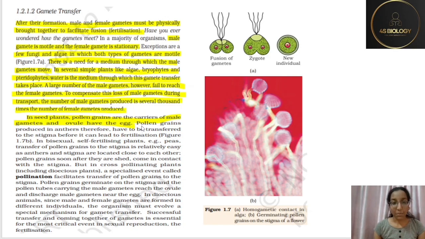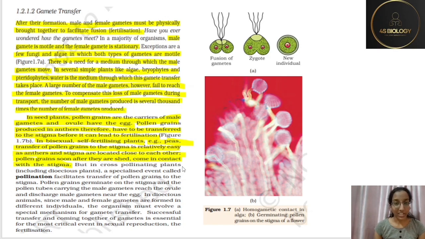So in this they have given a summary. Pollen grains produced in the anthers therefore have to be transferred to the stigma before it can lead to fertilization. In bisexual self-fertilizing plants, bisexual means both are in one flower. Example, peas. Remember. Transfer of pollen grains to the stigma is relatively easy as anthers and stigma are located close to each other. If both are in the same place it will be easy. Pollen grains soon after they are shed come in contact with the stigma.